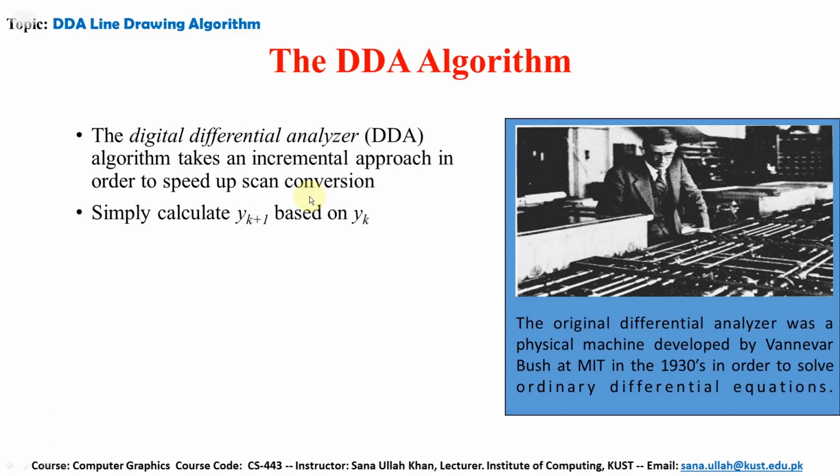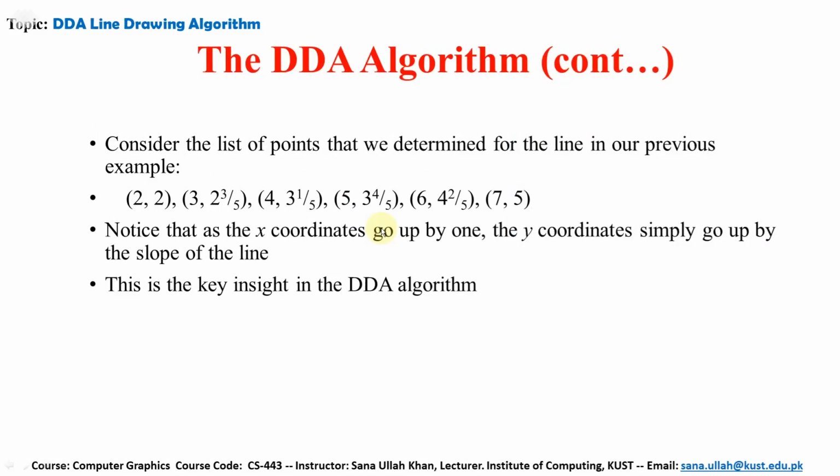It increments x with the unit interval, and the same is the case with y values. Simply calculate yk plus 1. yk plus 1 means the initial y value incremented based on yk, which is the previous one. So consider the previous example points which we calculated. Initial point is 2, 2 and end point is 7, 5, and these are the intermediate points.